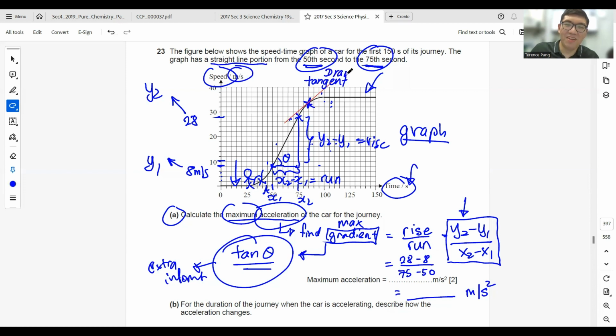You have to draw a tangent to that point and then find the gradient of that tangent, because the tangent is a straight line. I thought tangent equals gradient. Tangent is a line. So the gradient of a tangent is what you're supposed to be looking for.